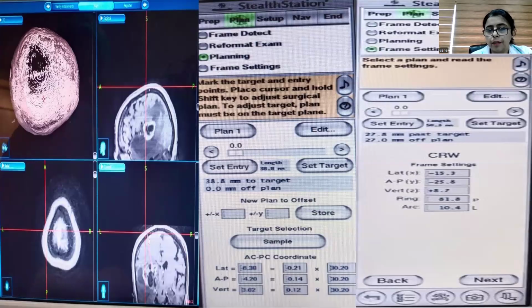In that way, you can achieve all this, and your software will tell you where you are and what position you will set on your frame. So with planning, then selection of the target, the entry, and the trajectory, you can achieve all the readings. Moreover, it gives you the reading of the ring as well as the arc, so how much you have to move that. In a frame-based system, as I already mentioned, the trajectory is limited and more precise, while in the frameless system, you have liberty of your trajectory and can place it anywhere.